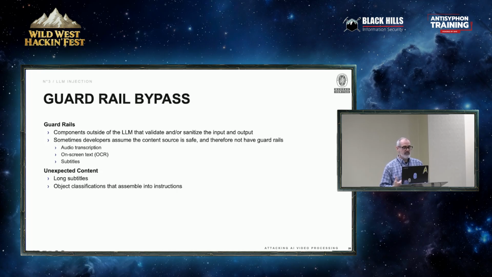You might be able to bypass guardrails by simply giving it too much information. They may just stop working and allow things to pass through. You have to ask: is it applied to the audio transcription? Is it applied to the OCR or the subtitles? Did the developers forget that? Long subtitles, too many object classifications, those things.